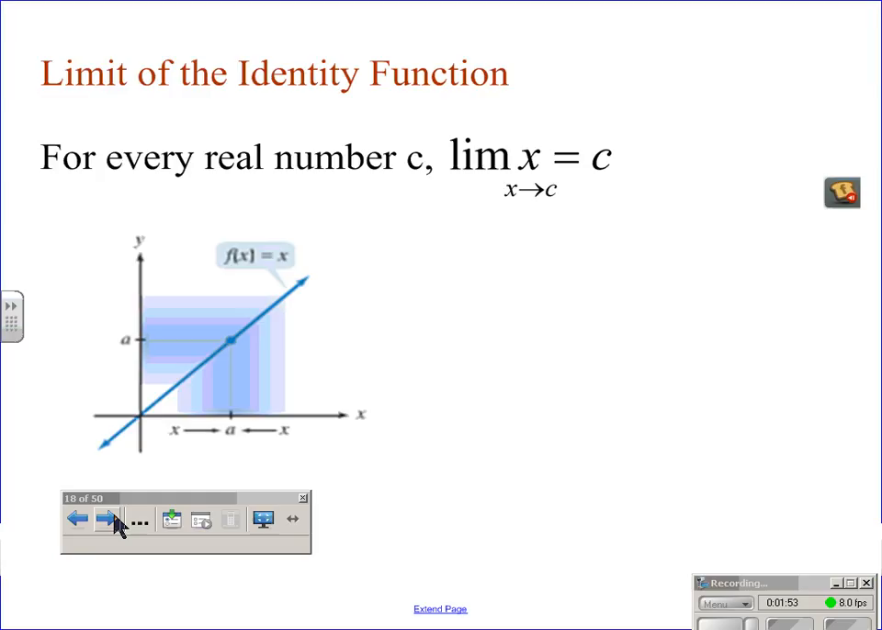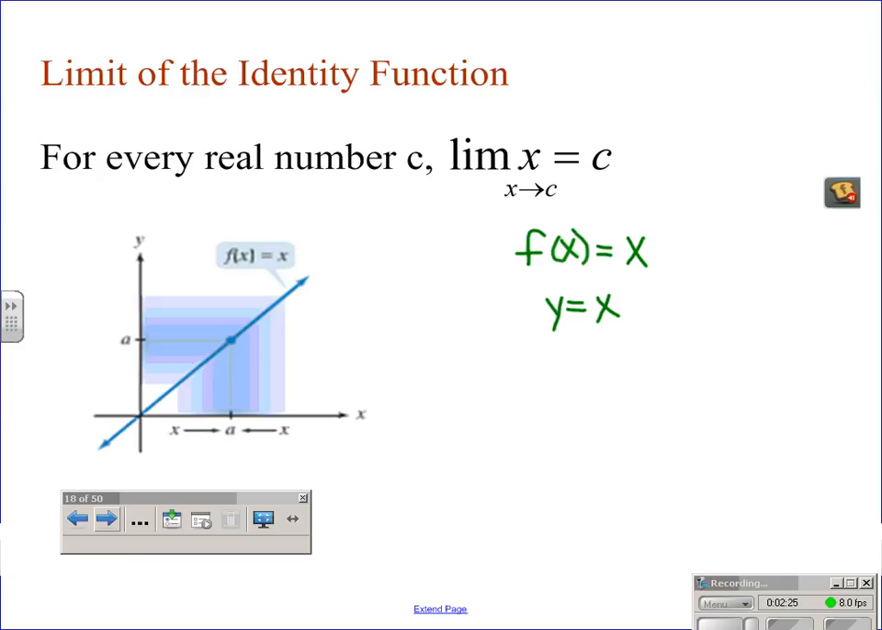All right, now we have the limit of the identity function. Let's be reminded of what the identity function is. It's the function f of x is equal to x, or the line y equals x, and we have a graph of the line y equals x here. And this says that the limit of the identity function as x approaches c is just equal to c, and that's because if x is equal to 5, then y is equal to 5, and so on.